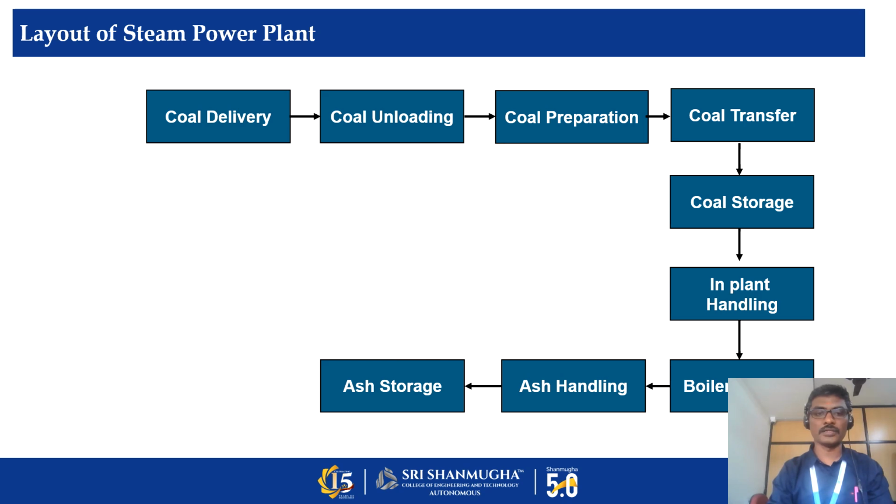Layout of steam power plant. So this is the coal delivery, coal unloading. This is the flow chart for the coal and ash circuit. Coal is delivered from the coal mine and unloaded. Then coal preparation is carried out in crushers. Then coal transfer, then coal storage and in-plant handling, and it is moved to the boiler for combustion. After that, it is converted into ash handling. Ash handling removes the harmful content, and then it is moved to storage, and that ash will be used for cement making. So this is the coal and ash circuit.